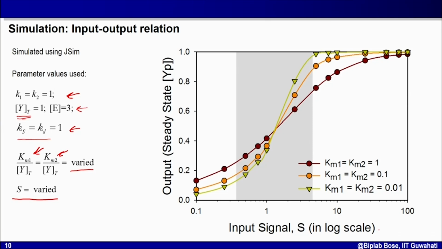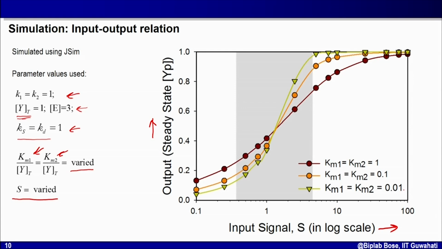In this horizontal axis, I have plotted S, the input signal, and I have plotted that in log scale because the figure looks better when you plot in log scale. In the vertical axis, I have plotted the output, that is the steady state of Yp. How do I get the steady state of Yp? I have simulated using JSIM for 50 time steps. By 50 time steps, the system reaches steady state, and I have taken the last time step's value of Yp, that is my steady state value of Yp. And then I have plotted.